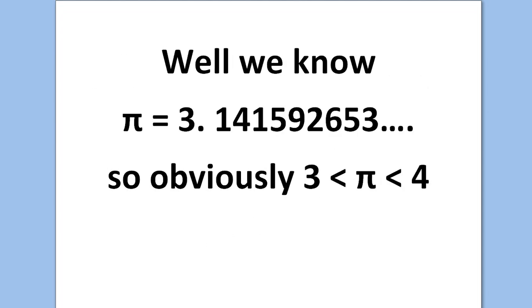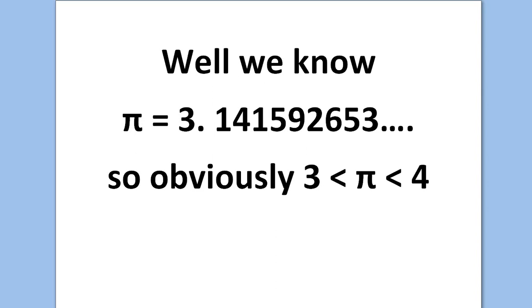And if you type pi into a calculator, you'll get an answer 3.14159263, etc., depending on the memory of your calculator. So from that, it's obvious that it lies between 3 and 4. But unfortunately, that's not a rigorous proof. Now we're going to show why this happens, and we're going to show only that it's between 3 and 4.